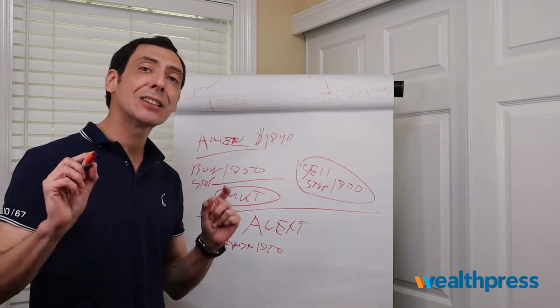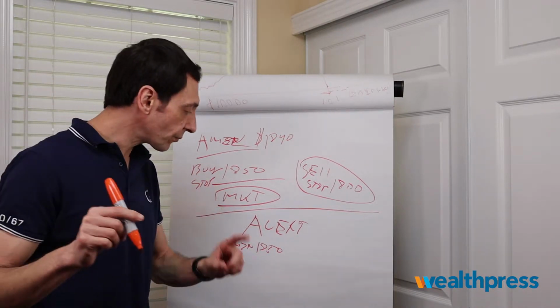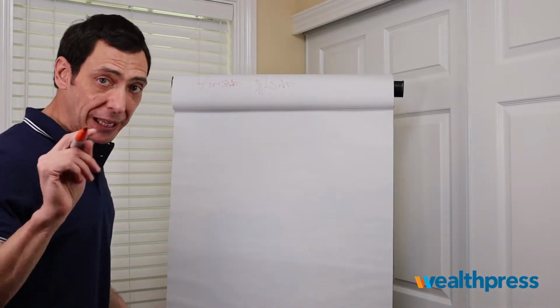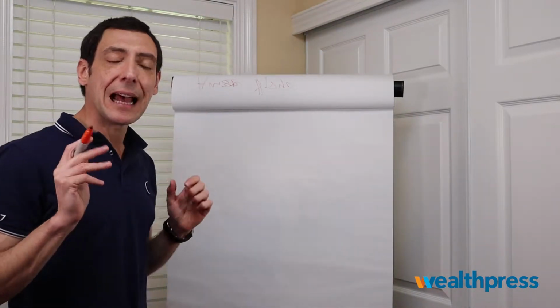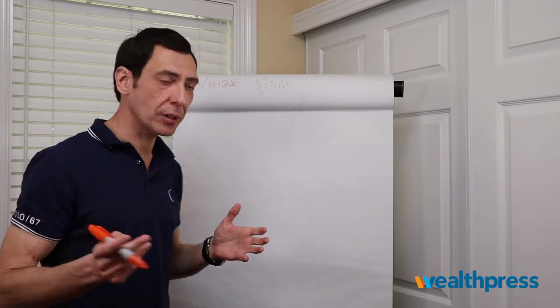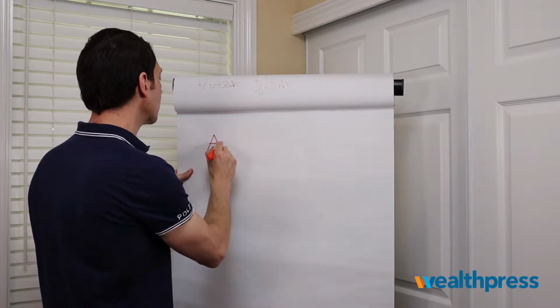All right, now let's talk about combining limit orders with stop orders, okay? Now, if you recall, I explained in the last video that when an order gets triggered as a stop order, it actually becomes a market order, okay? So let's say that Amazon, let's use Amazon.